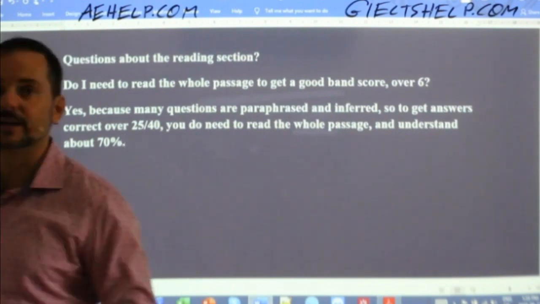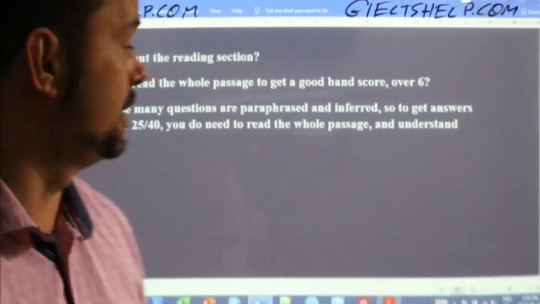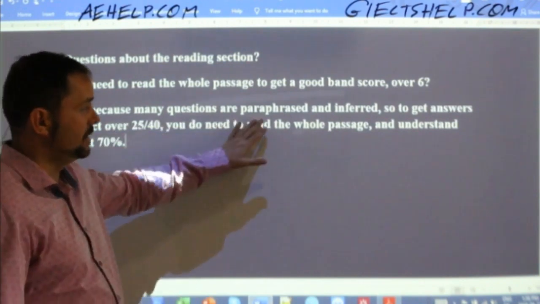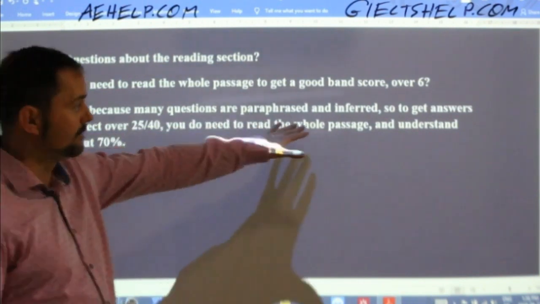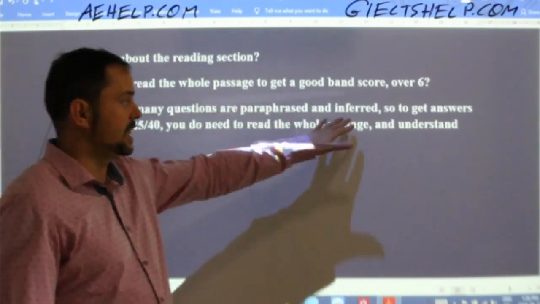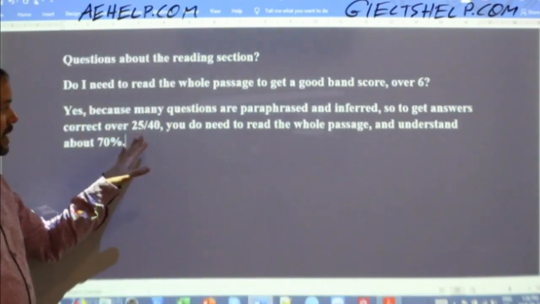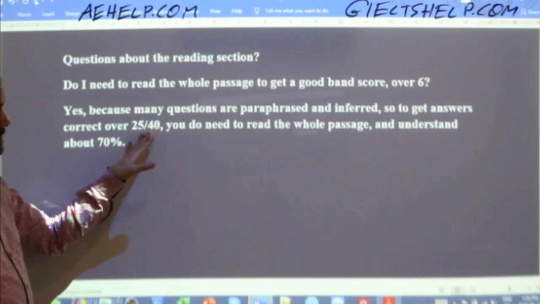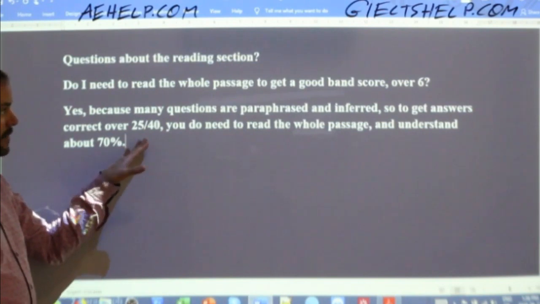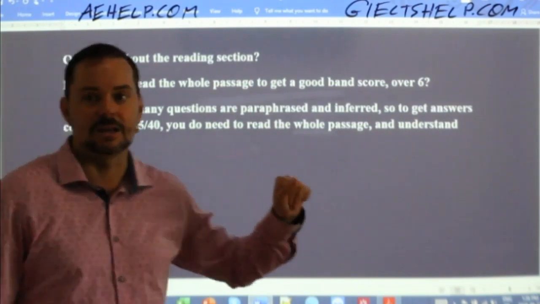Okay, so if you need to get a 6.5 on your IELTS exam, this is true for the general and the academic, you should read the whole passage because a lot of questions are paraphrased, meaning they use synonyms and other words, or inferred, which means that you have to read the paragraph or even a couple paragraphs to understand what the answer is. So at least 15 to 20 questions from the 40 in the 3 passages or in the 3 sections, you will have a very difficult time, if not impossible, to answer if you're just skimming or scanning. Okay.